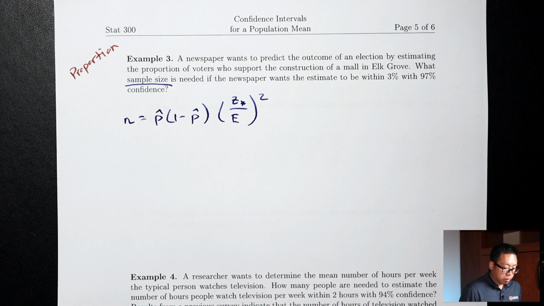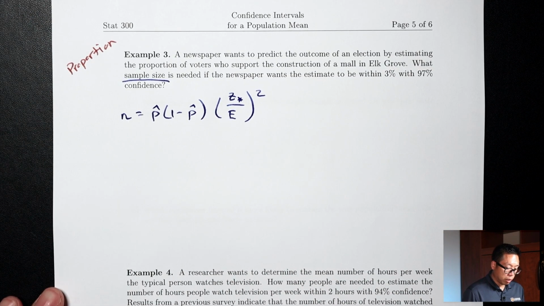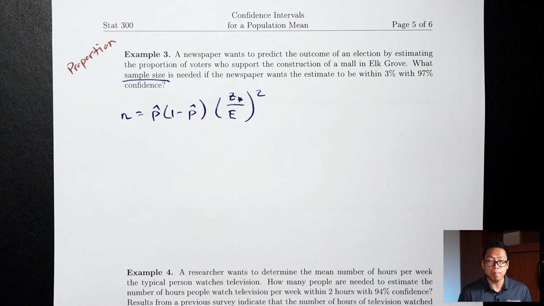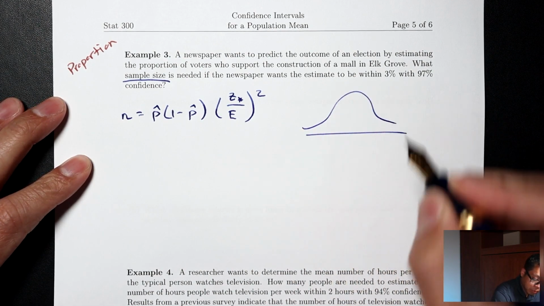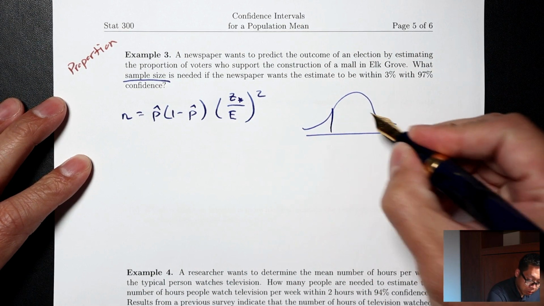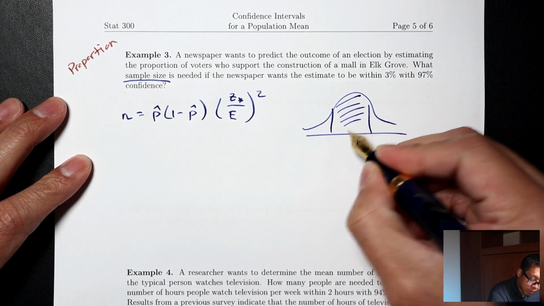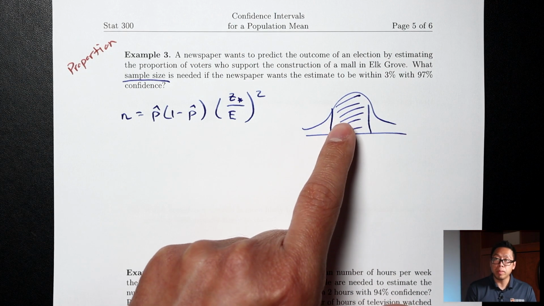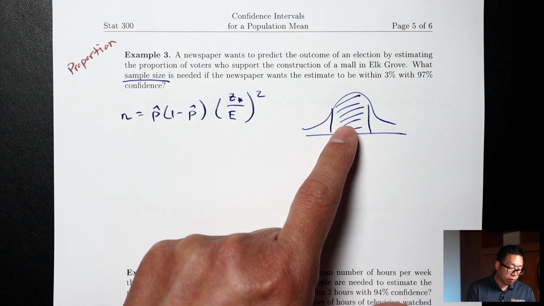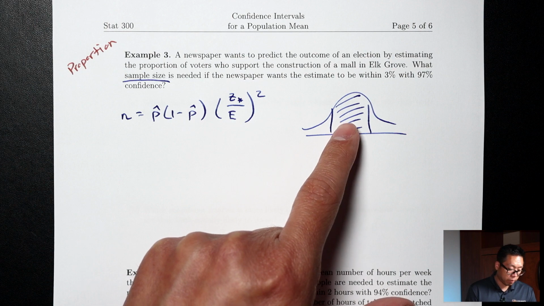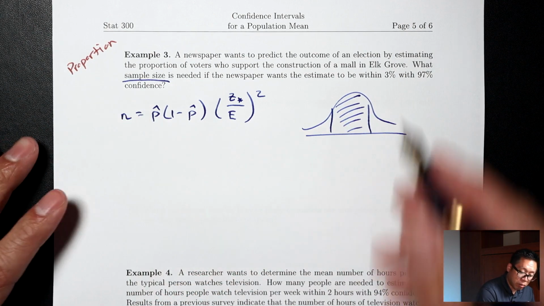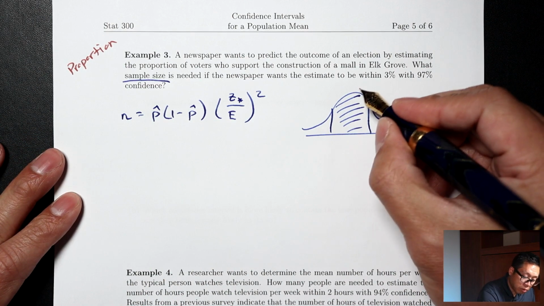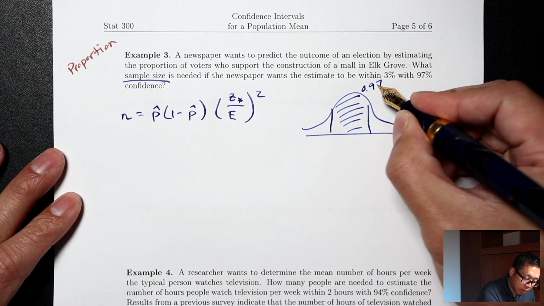All right, so let's talk about what we plug in for each letter. Let's start with the Z star. Z star has to do with the normal distribution picture, okay, which is always going to be shaded in the middle. The area in the middle is the confidence level. So what confidence level are we using here? 97% confidence. Okay, so that's going to be area in the middle. 97% as a decimal is 0.97.